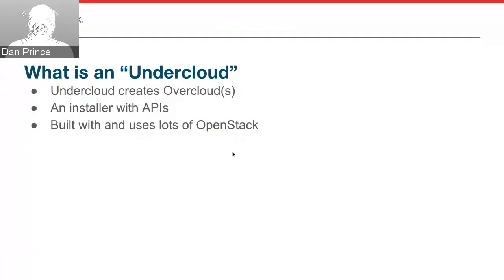It's an installer. It's got APIs, many of which are directly OpenStack APIs, like Ironic or Heat, and we also use Zaqar to tie in with WebSockets and Glance to manage images. And then we've also got a workflow API built around Mistral that we use for a lot of our workflows. So this is sort of the high level of what an undercloud is. It uses lots of OpenStack, but underneath there are actually some other pieces as well, like Ansible and Puppet.